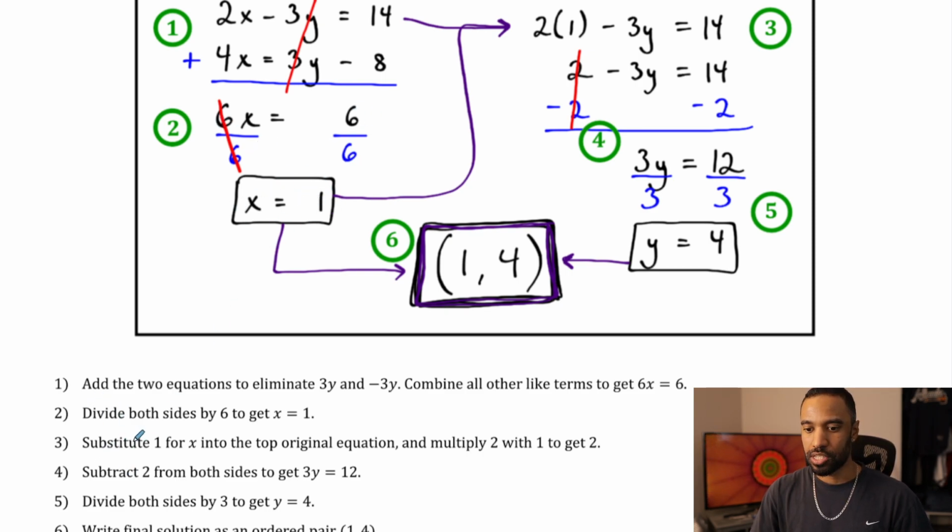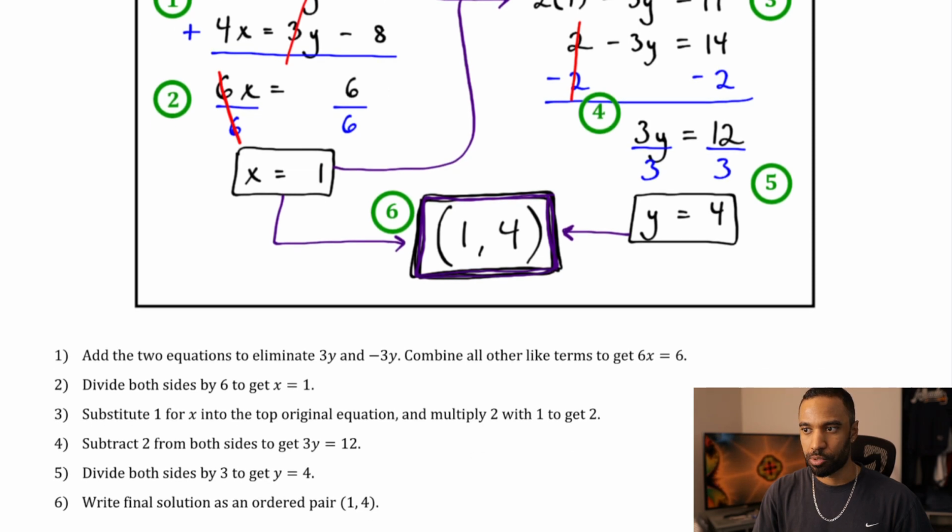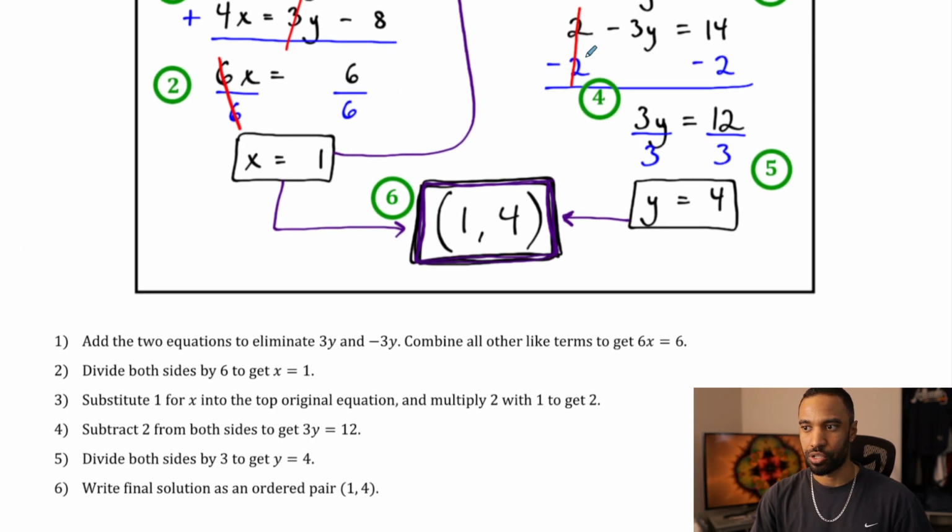His third step is he substitutes 1 in for x into the top original equation. So x is 1. We're going to take 1 and plug it into one of these two equations. He chooses the top one here and does 2 times 1 minus 3y equals 14, and 2 times 1 is 2, so 2 minus 3y equals 14. His next step is he subtracts 2 from both sides here, so 2 minus 2 is 0, 14 minus 2 is 12, so you're left with 3y equals 12.